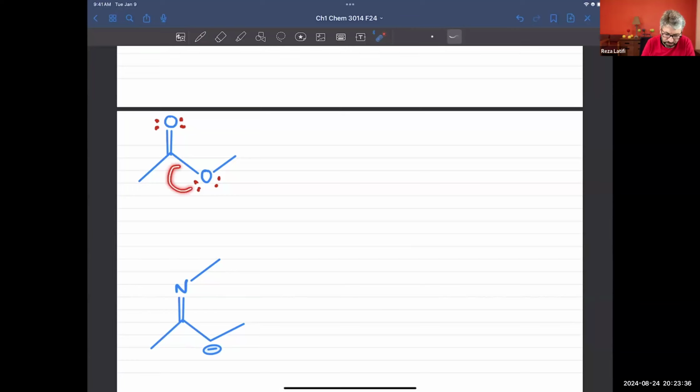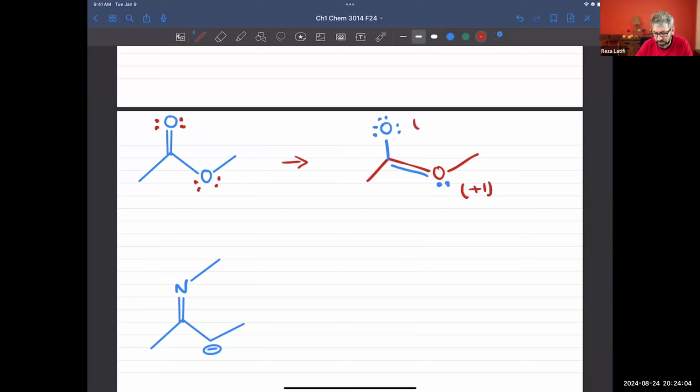But how about this? Can we move this lone pair there and move the pi bond there? Yes, it's possible. So that's going to give me this structure. I get a double bond here, and I will leave oxygen with 1 lone pair, and this oxygen is going to have 3 lone pairs. Next, the formal charge for this oxygen will be +1. That one is -1. This one is 0, and that one is also 0.